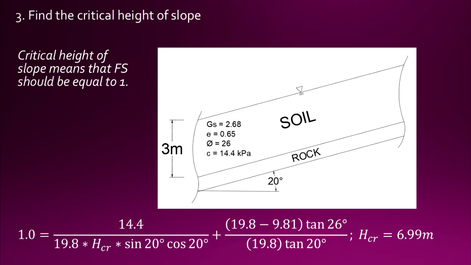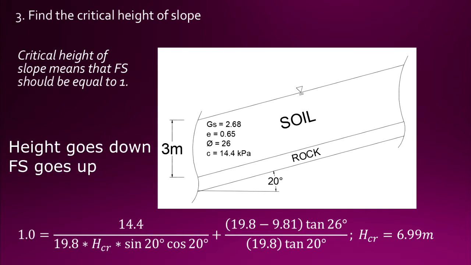And for the last one, find the critical height of the slope. To determine the critical height, we must know that the factor of safety should be 1. This time the height is missing and the factor of safety is given. So we equate the factor of safety to 1 in that formula from a while ago, and we will have the critical height as 6.99. But what does this mean?